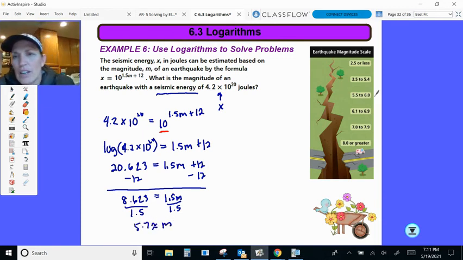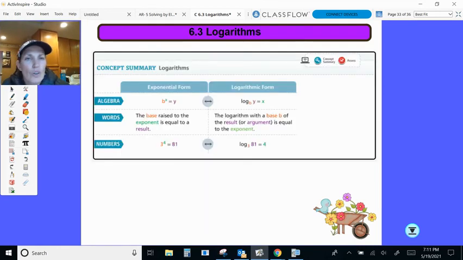So we come up here, it's going to be somewhere right around here on the earthquake magnitude scale, 5.7 on the magnitude. Okay, and so that's just a little application problem. So here's just a little summary of exponential form, logarithm form, what it means.